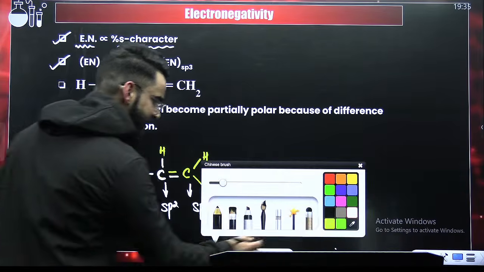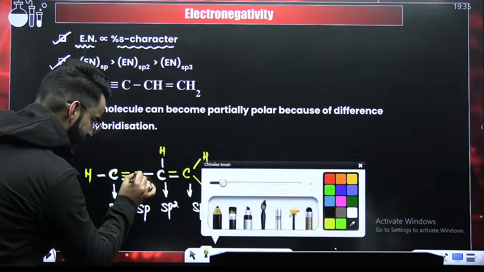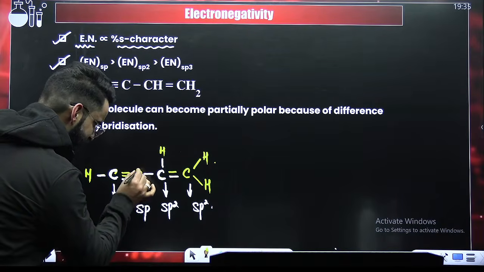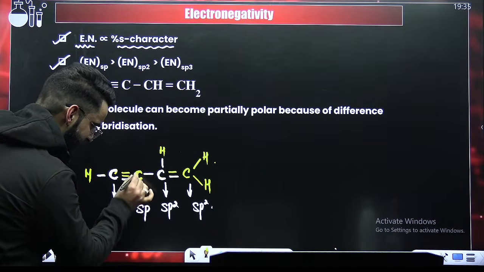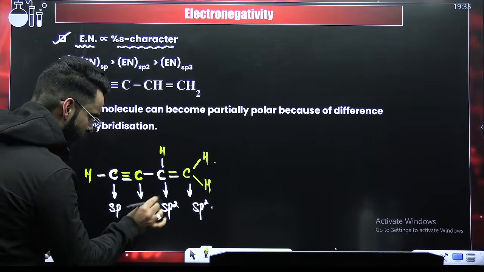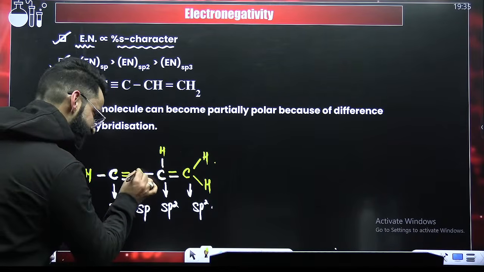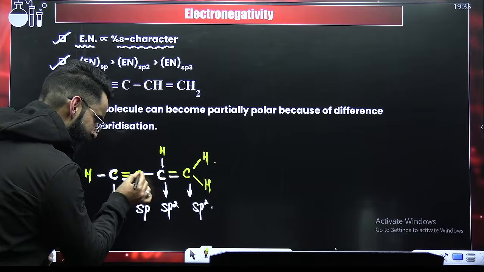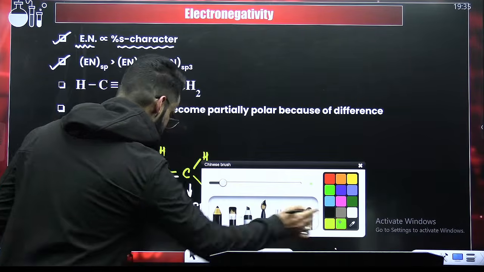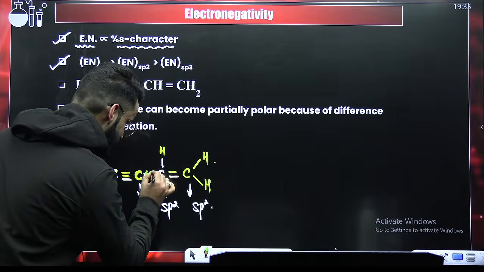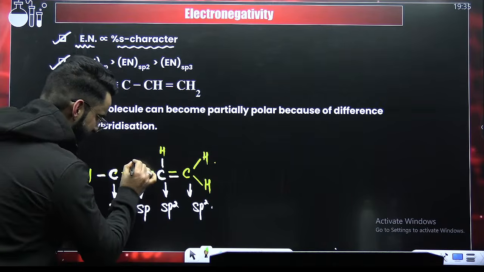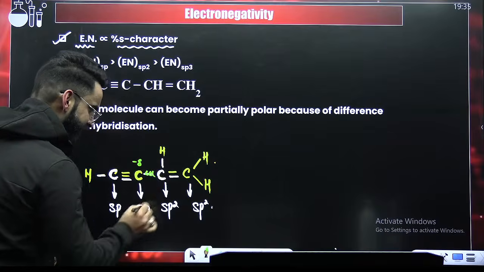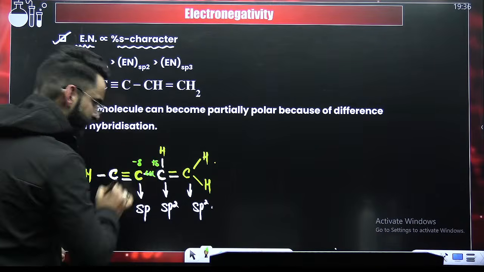Now, my dear students, if you select this particular carbon, since this particular carbon is sp hybridized, and electronegativity of sp is more than that of sp2, so this carbon is more electronegative. If this carbon is more electronegative, it will attract the bonded pair towards itself. And when it attracts the bonded pair towards itself, this carbon will be getting delta negative, and this carbon will be getting delta positive.